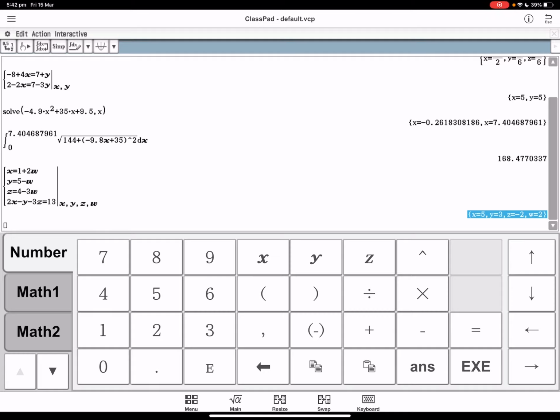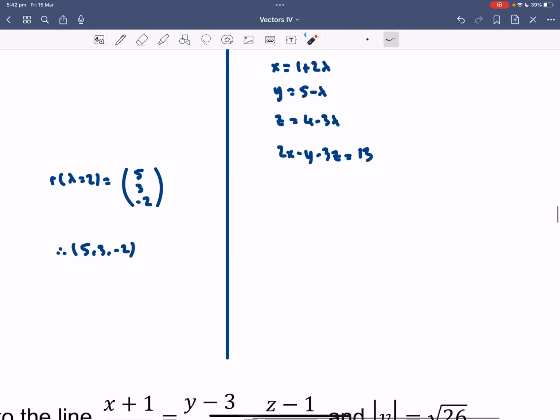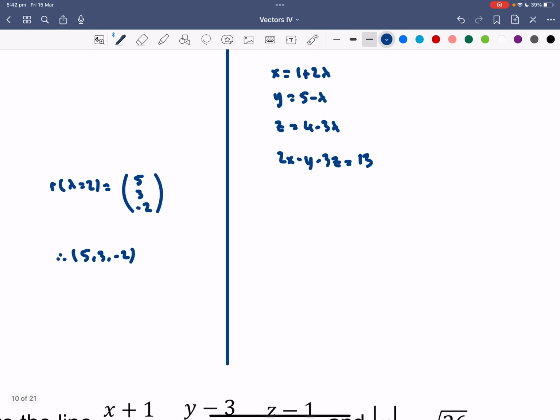You literally get the intersection point straight away, and you get the lambda value. X is 5, y is 3, z is -2. What happens if I didn't write w? Would it still get it for me? It still does it. Even if you don't want w, it still gives you x is 5, y is 3, z is -2.